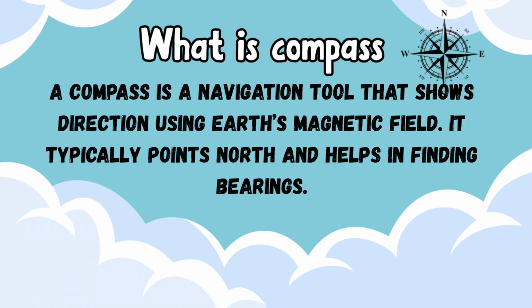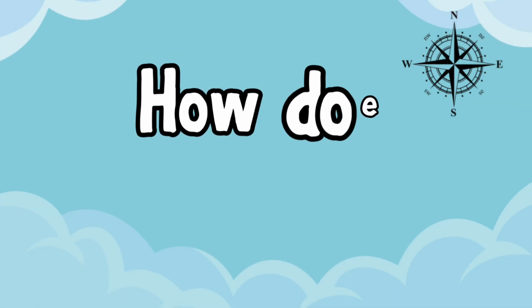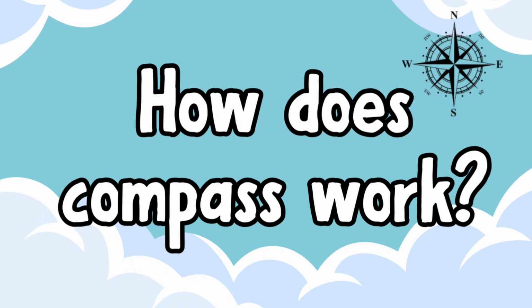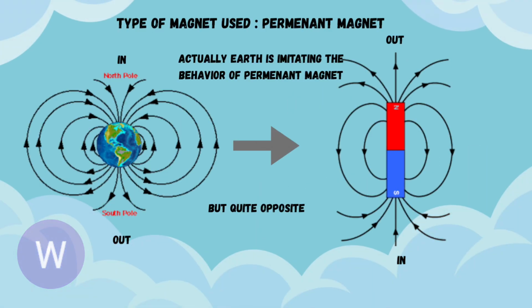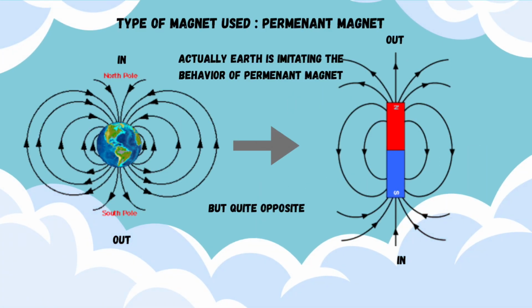The type of magnet used in the compass is a permanent magnet. When the needle of the compass goes toward the north pole of the Earth, it is actually the Earth imitating the behavior of a permanent magnet, but quite opposite. The north pole of the permanent magnet in the compass points to the North Pole because it is attracted, since when north and north of permanent magnets meet, they repel.